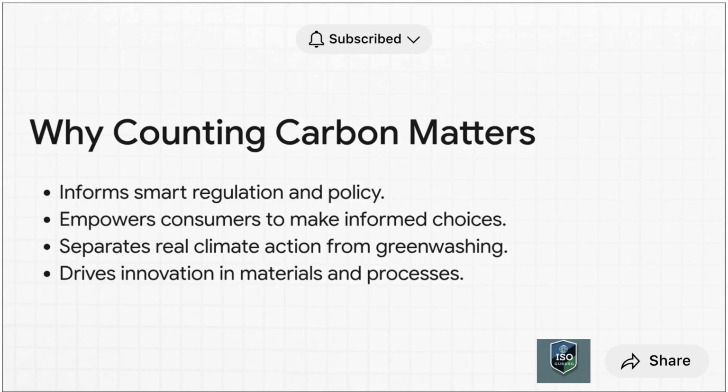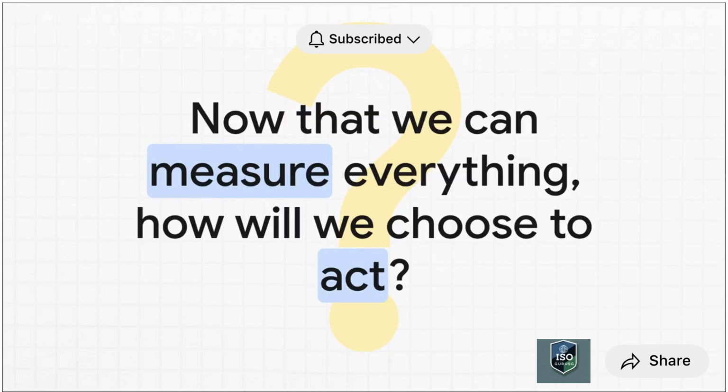And maybe most importantly, it shines a giant spotlight on exactly where we need to innovate to build a cleaner world. You know, this ability to measure our impact with such precision is like a brand new superpower for humanity. It gives us a kind of clarity we've never had before. So the question isn't really what we can do anymore. The question is, with all this new knowledge, what will we choose to do?